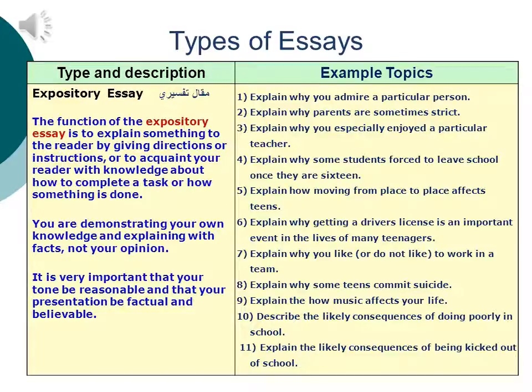Now here are some example topics for this type of essay. Number 1, explain why you admire a particular person. 2, explain why parents are sometimes strict. 3, explain why you especially enjoyed a particular teacher. 4, explain why some students are forced to leave school once they are 16. 5, explain how moving from place to place affects teens. Now read the rest of the example topics yourself.